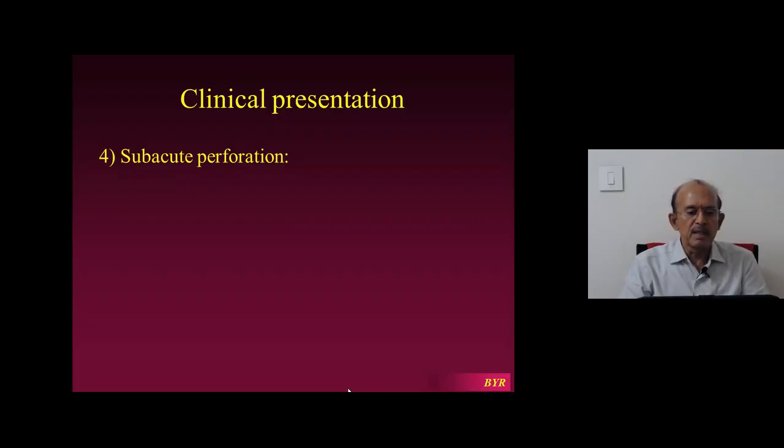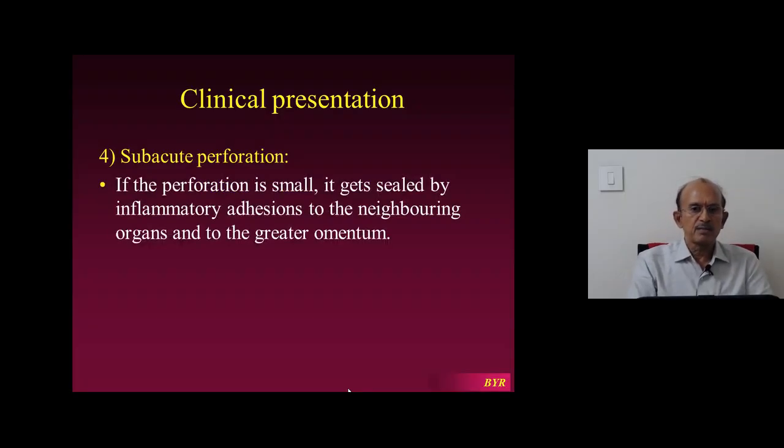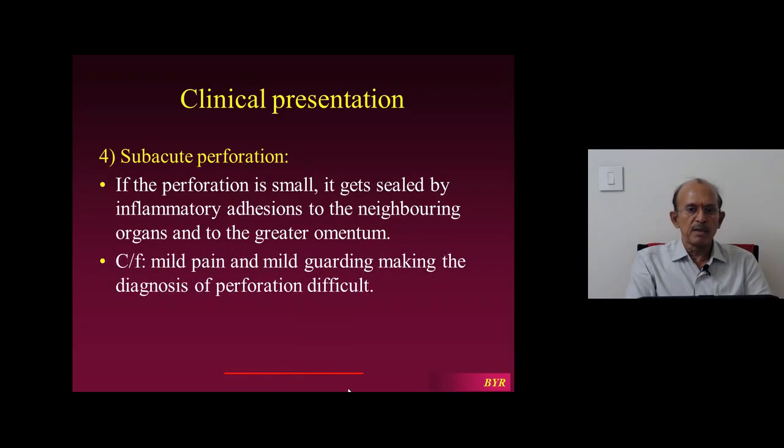So the abscess forms by the side of the duodenum. That is what is called the paraduodenal abscess. If the perforation is small, it gets sealed by inflammatory adhesions to the neighboring organs and to the greater omentum. Then the patient will have mild pain, mild guarding, making the diagnosis of perforation difficult. He may develop an abscess or he may not. If it is just absorbed, the patient may not get an abscess. Otherwise, he gets mild pain and afterwards it subsides.